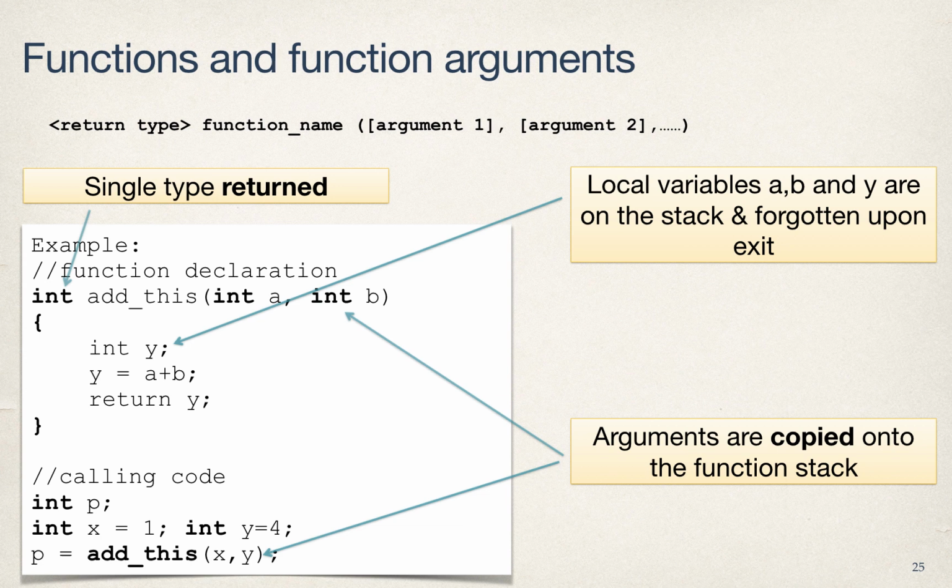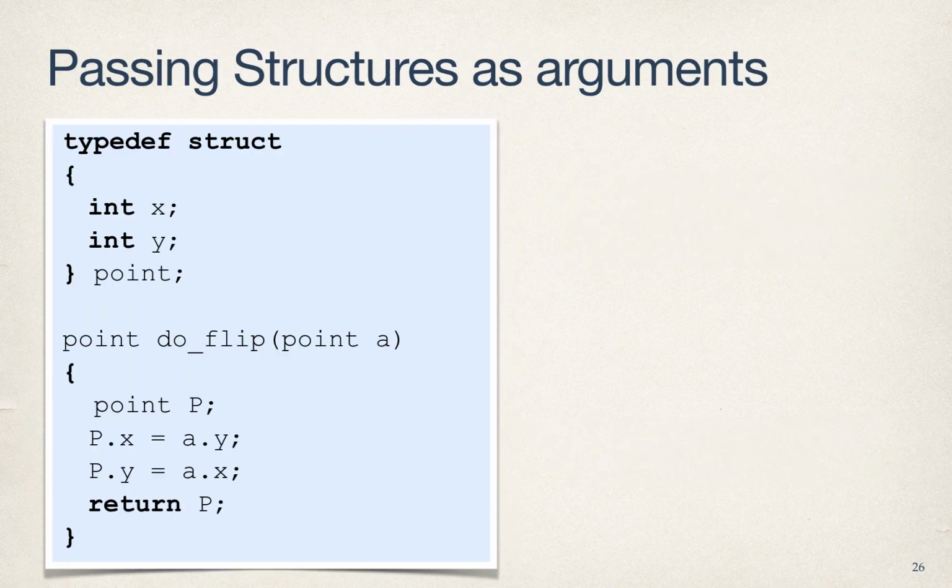Let's do something similar now, slightly different because the follow-on slides will do this in different ways. So let's look at a new type called point. It's a structure. It's got two properties, x and y, and we want to flip the x and y coordinates. So doFlip takes a point as a parameter, a copy, creates a temporary one, sets the x to a's y and the y to x, and returns it as a return type.